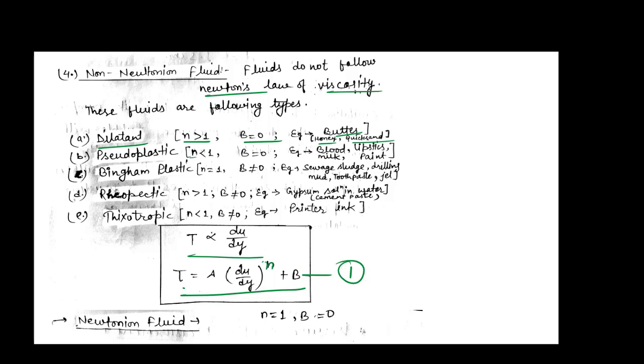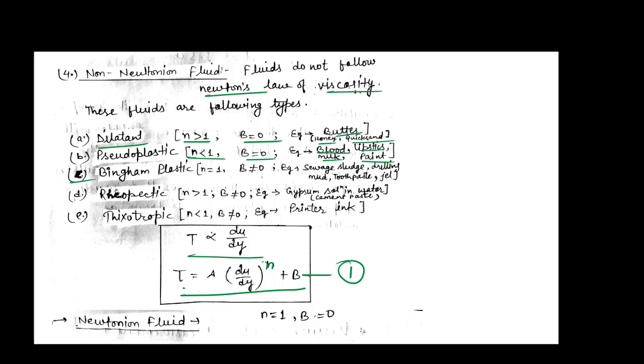Second one is the pseudoplastic fluids. Here n value is less than 1 and b is equal to 0. Pseudoplastic means like the blood which is circulating in our body, lipstick, milk and paint. So these all come under the pseudoplastic. Plastic means it is thickened, but it flows in nature.